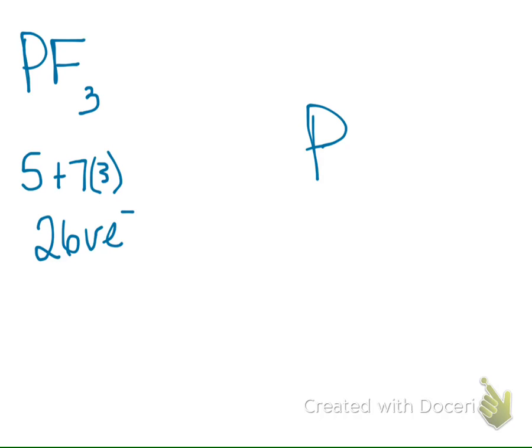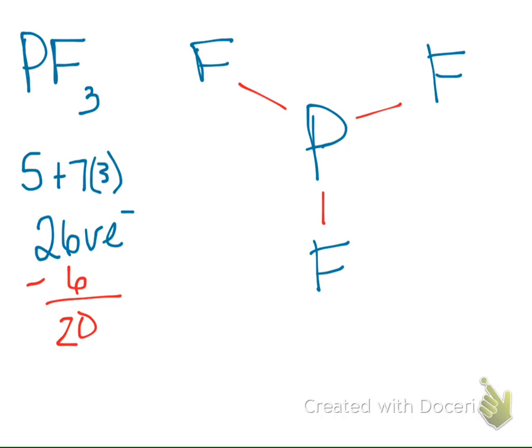Okay, so now we're going to space our fluorines out evenly. And we'll draw our bonds from our central atom to our outside atoms. So we've taken away 6 electrons. We have 20 left to put in. Okay, so let's think about this right here. Does fluorine have a completed octet, a fulfilled octet? How many electrons does fluorine have right now?